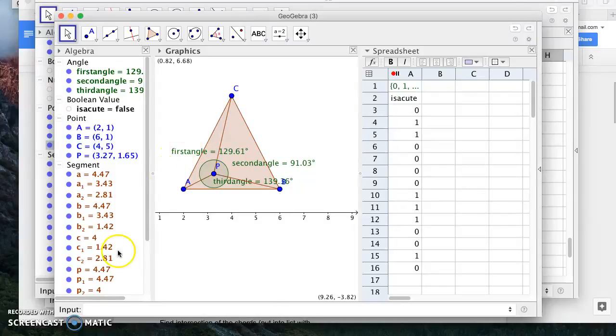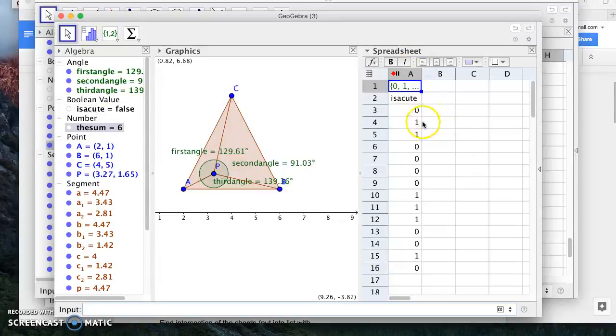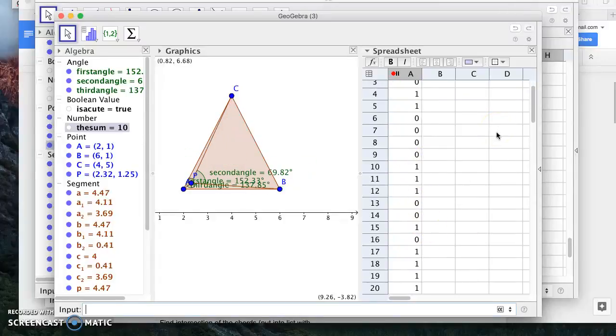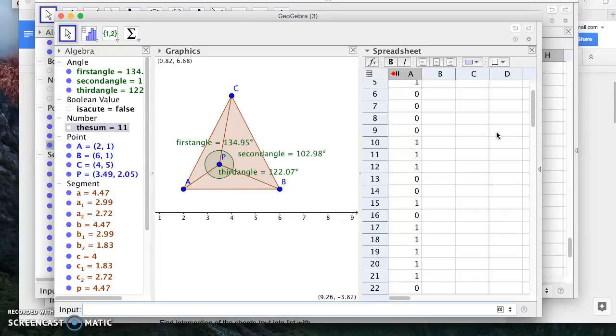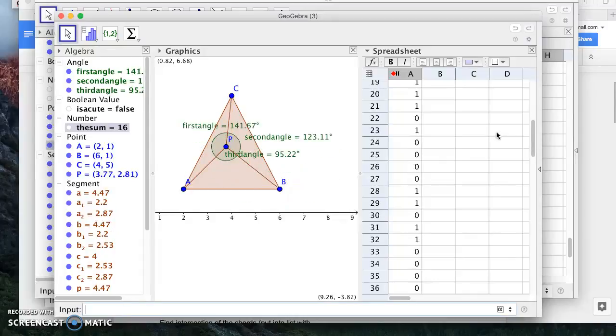And so what I want to do now is find the sum of all of these numbers. So I'm going to type in sum equals the sum of list, and I'm going to click on this value right here, sum of A1. And so I get 6. So I can see 1, 2, 3, 4, 5, 6. And if I keep hitting Command R, you can see that it correlates with the different 1s and 0s that I'm getting.